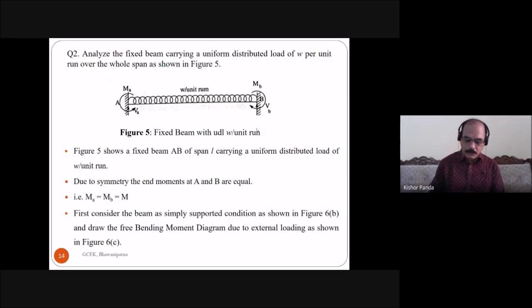So here, this is the fixed beam with a uniformly distributed load throughout the span. Here also, due to the symmetrical loading, the moments at both ends are equal, M A and M B are equal to M. Here also you have to take first the simply supported condition.